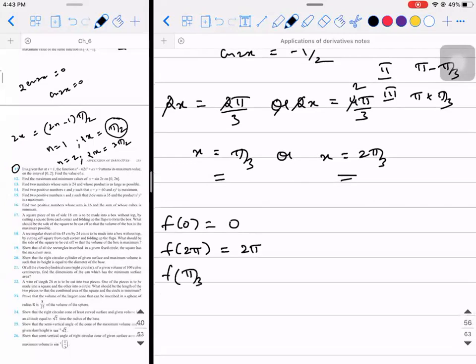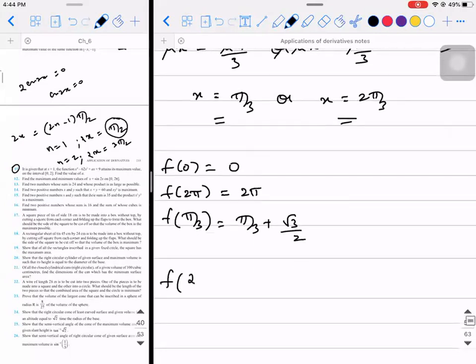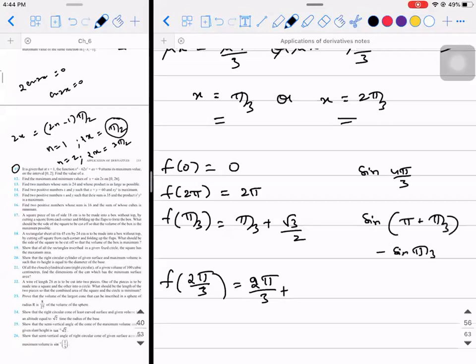So what is f of 0? f of 0 is 0. f of 2 pi is 2 pi because sine 4 pi is 0. f of pi by 3 is pi by 3 plus sine 2 pi by 3. Sine 2 pi by 3 is root 3 by 2. So f of 2 pi by 3 will be 2 pi by 3 plus sine 4 pi by 3. Sine 4 pi by 3 I can write as sine of pi plus pi by 3, that will be minus sine pi by 3, which is minus root 3 by 2.